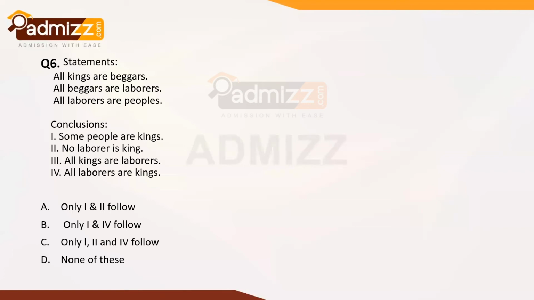All right, so for those of you who said that option number D is the correct answer, that is in fact the correct answer. Let me explain why. Take a look at this. All kings are beggars. So we'll be making a Venn diagram of kings, which I'll be representing by K. Since all kings are beggars, there'll be a greater set of beggars, B. I'll be writing BEG as short form for beggars.